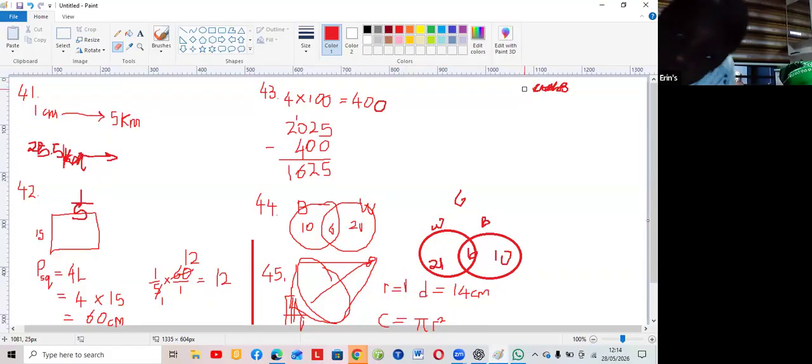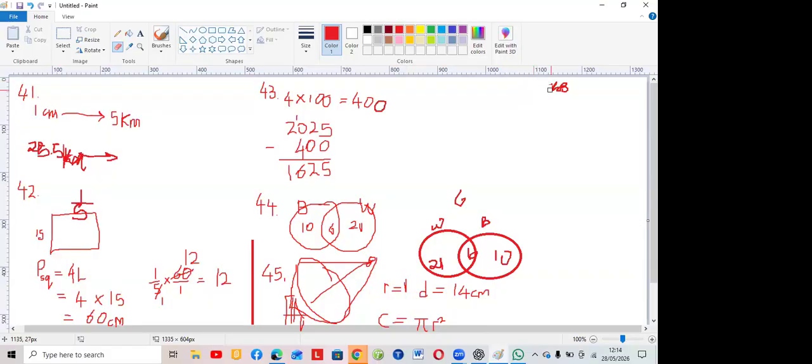Radius is 7. Thank you very much. Radius is 7. That's 14/2. Okay, please, let's not forget this thing. So diameter is 2 times radius. Radius is diameter divided by 2.